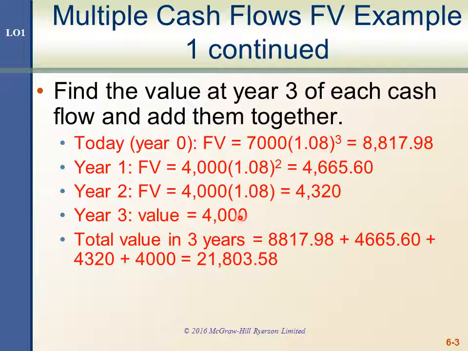So in order to calculate the future value of those 4 cash flows at time equals 3, the total value that I would have in my bank account at time equals 3 is the sum of the 4 amounts, which equals $21,803.58.